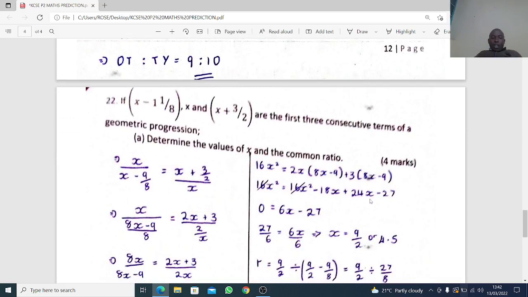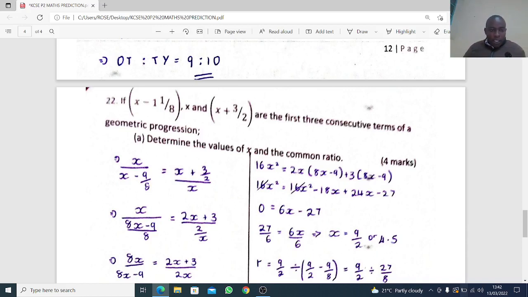And finally, my prediction is a question on sequence and series. We have geometric progression and arithmetic progression. I am expecting a question that will combine the two of them. For instance, this one is saying that if x minus 1 and 1 over 8, that is one number, another one is x, another one is x plus 3 over 2, are the first 3 consecutive terms of a geometric progression. Determine the value of x and the common ratio.